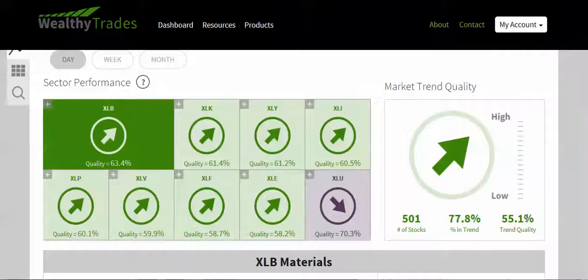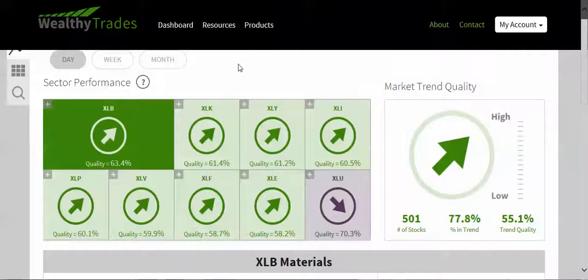And as you remember, there's 3 different biases we can have, which is a bullish bias or a buy bias, a bearish bias or to sell, or neutral. So in this case, we want to have a bullish bias because we have an uptrend and the trend quality is above 50%. If it were below 50%, then we would have a neutral bias. But in this case, we are bullish.